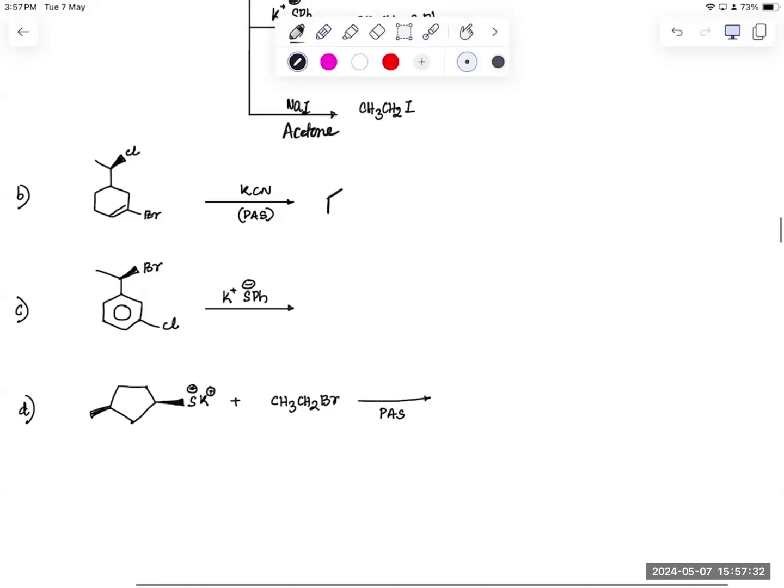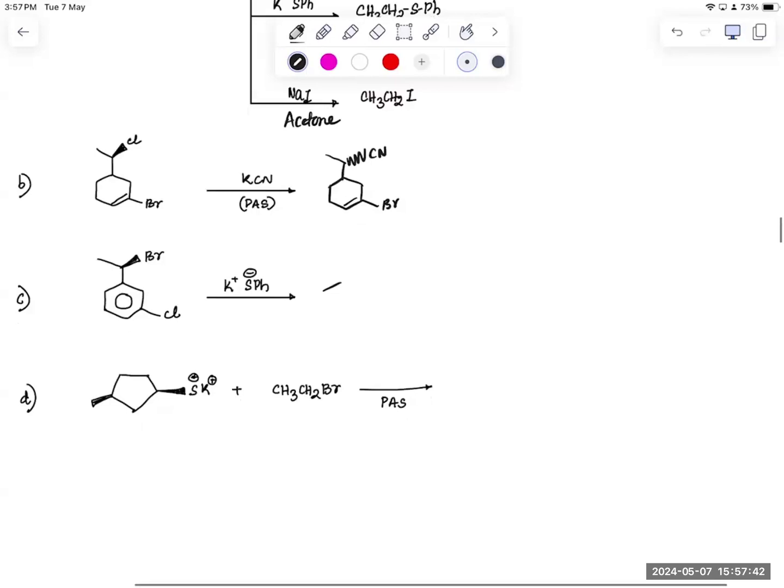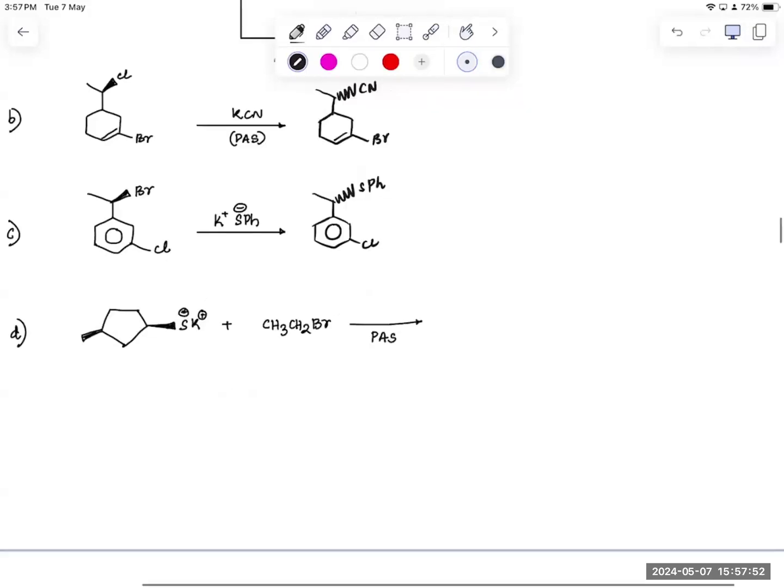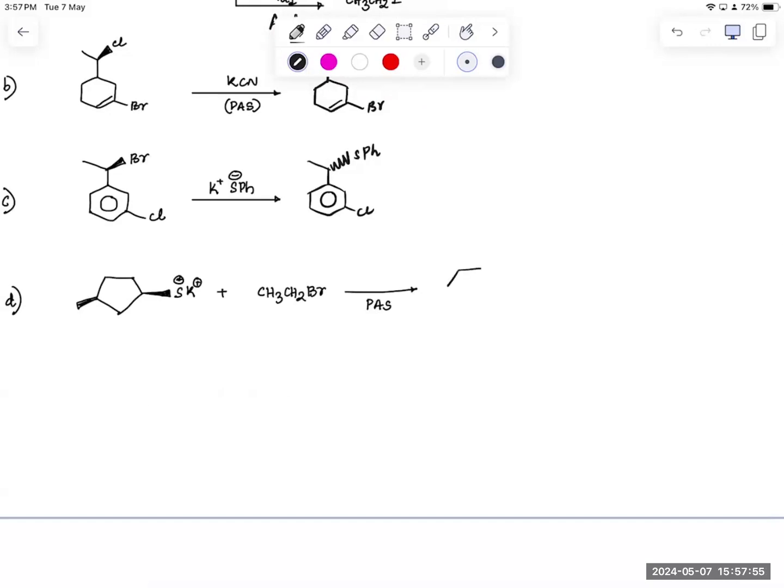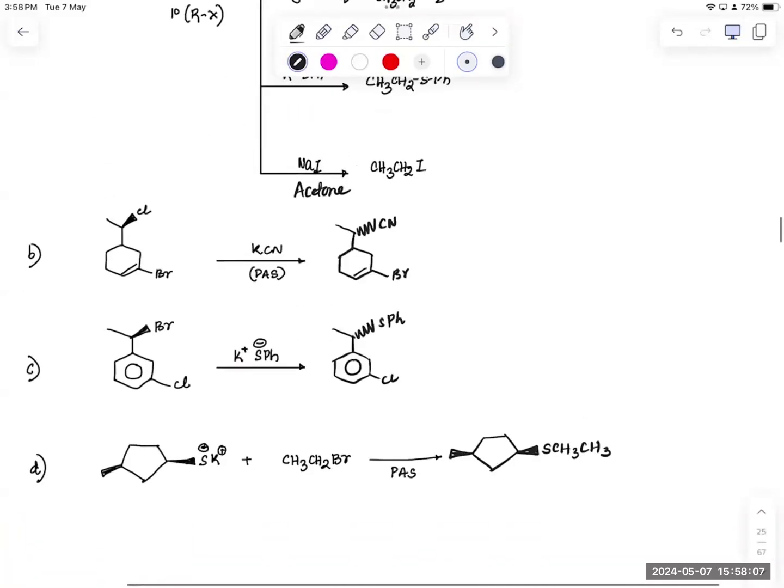Similarly, if you notice KCN being added to this compound, Br is here, and this is where you'll get CN. While here, in the same compound, nothing will happen to Cl on this end, but here you'll get SPh. And similarly, this group will remain the same, except that this S will have CH2CH3 attached. That's it. These are the products you will get.